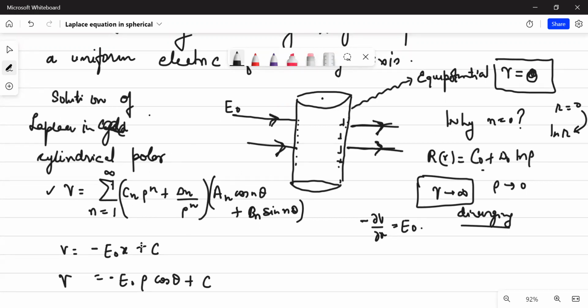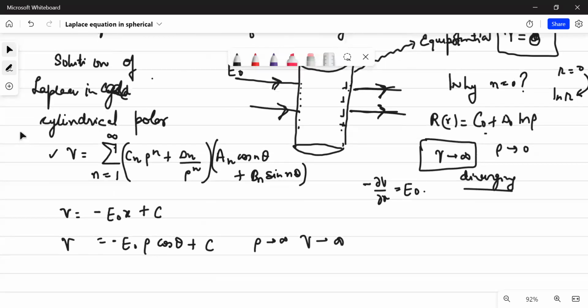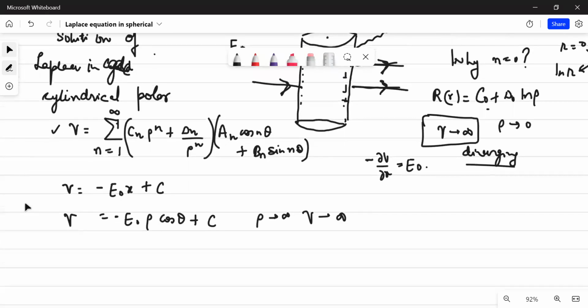Why? Because now you can see that the potential in general is given by V equal to minus E naught x plus c, that is, V is equal to minus E naught rho cos theta plus c. And you see that as rho tends to infinity, V would tend to infinity. That implies that not only these terms, but certainly these terms also contribute. So I will solve this differential equation.